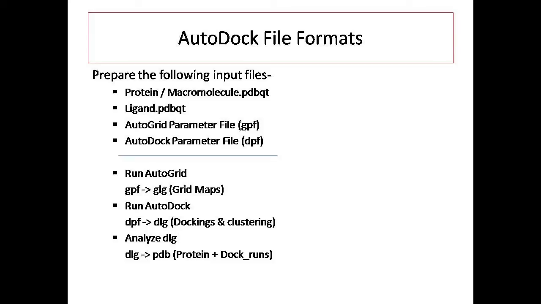Also, AutoDock provides some different output formats. First one is GLG, that is the grid log file. When we run the AutoGrid parameter file, it will give the output in the form of GLG, that is the grid log file. Next is DLG, that is the docking log file. When we run the docking parameter file, we will obtain output in the form of DLG, that is the docking log file. And at last, when we want to analyze our result, the DLG format should be converted into PDB format, which contains protein and ligand with lowest energy conformation.